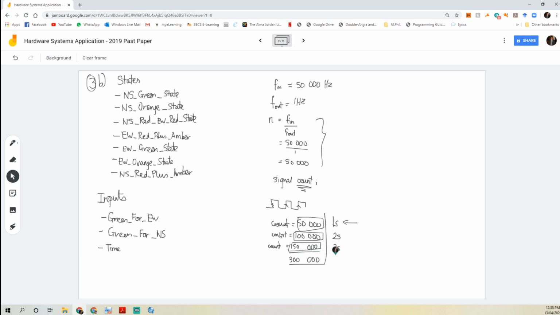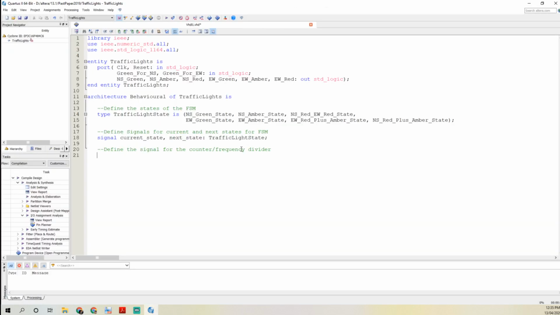Right? And this is for a total of 6 seconds. Right? And we'll see how this works. So what that means is that when I am declaring this signal count here, I can say signal counter is an integer and it has a range of 0 to 300,000. All right? And that takes care of the initial section of our architecture here.